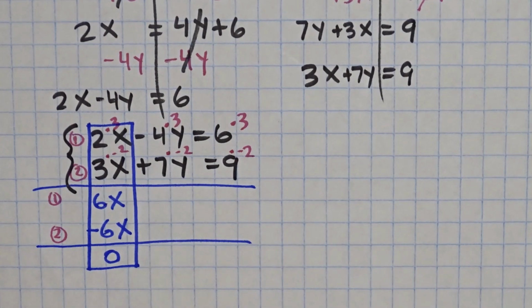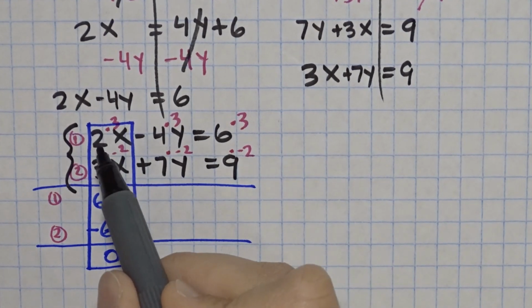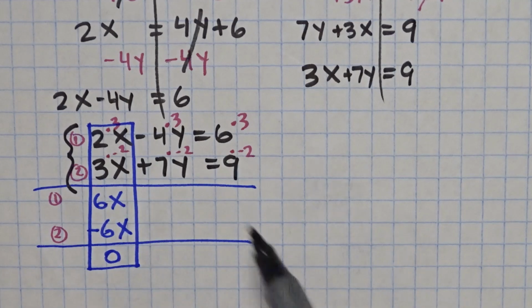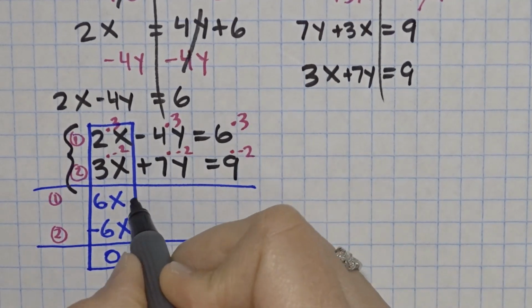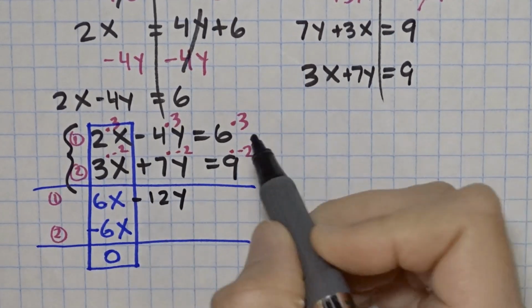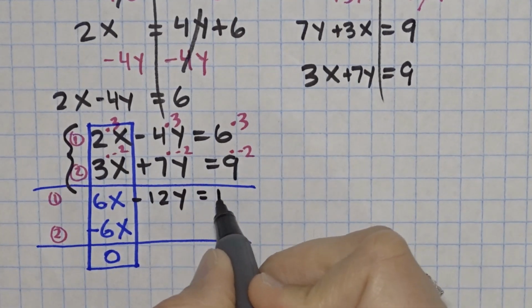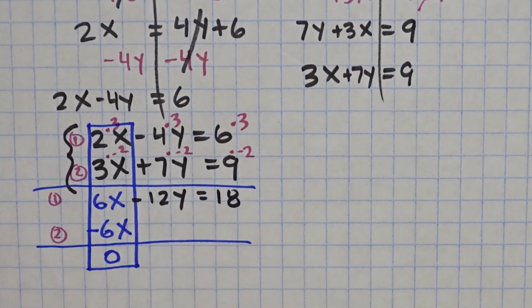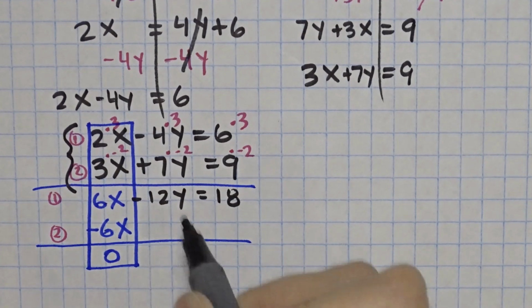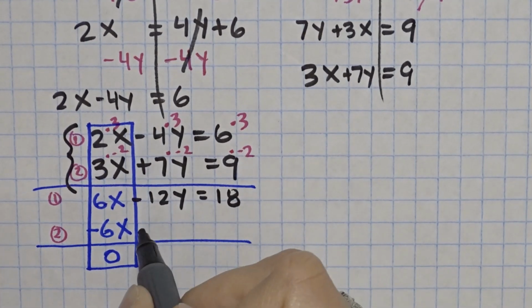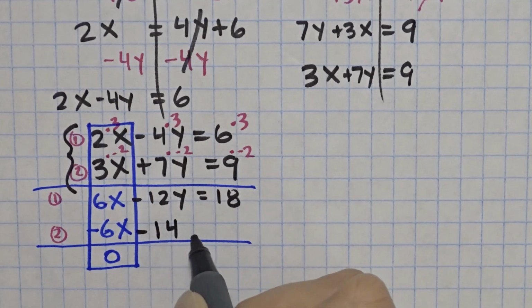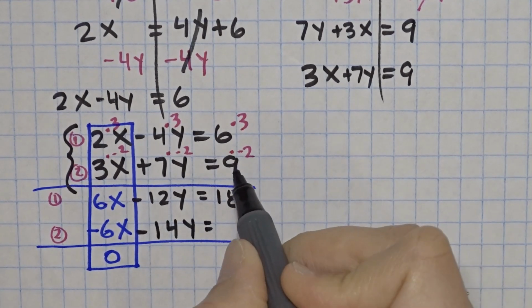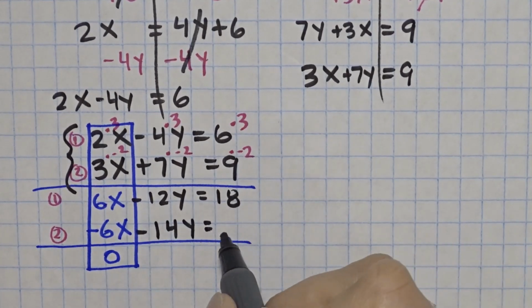So now let's go ahead and write the rest of it in. 2 times 3 is that 6x. Negative 4 times 3 makes negative 12y. And 6 times 3 is 18. And now 3 times negative 2 gives me negative 6. So 7 times negative 2 gives me negative 14. And 9 times negative 2 is negative 18.